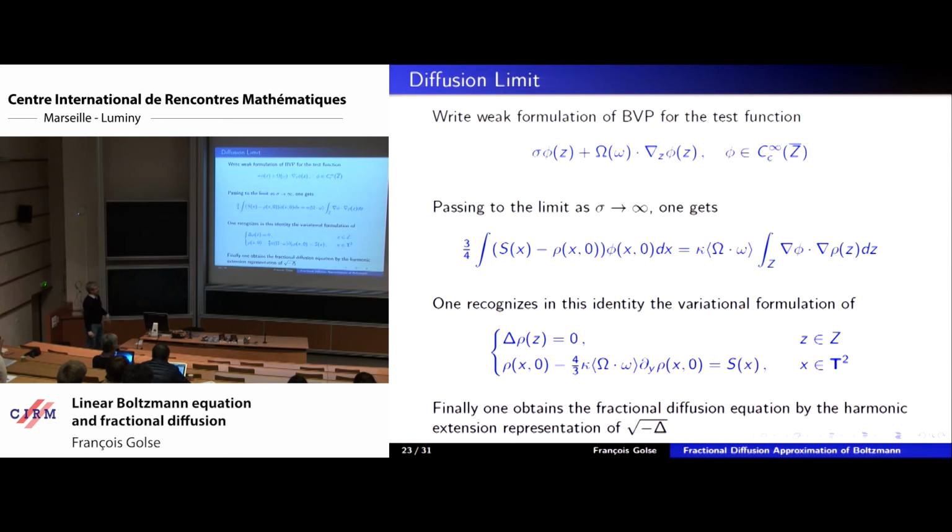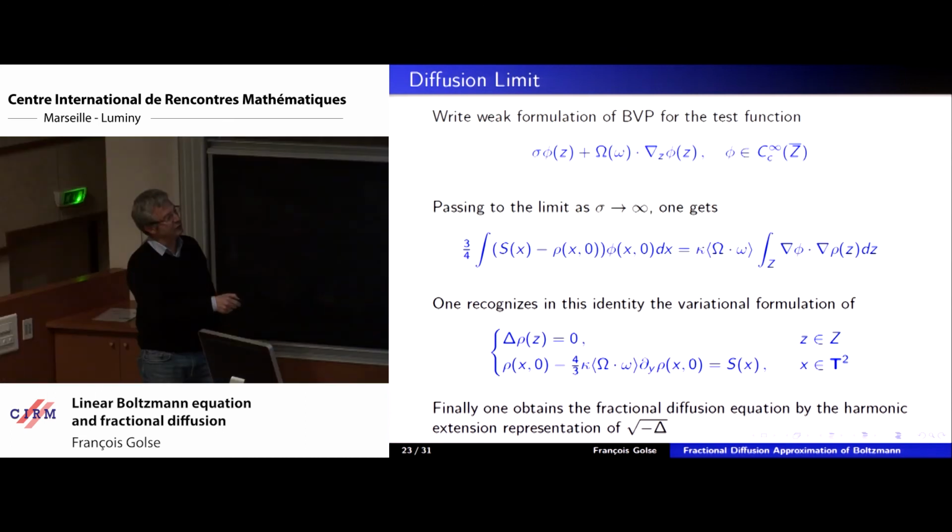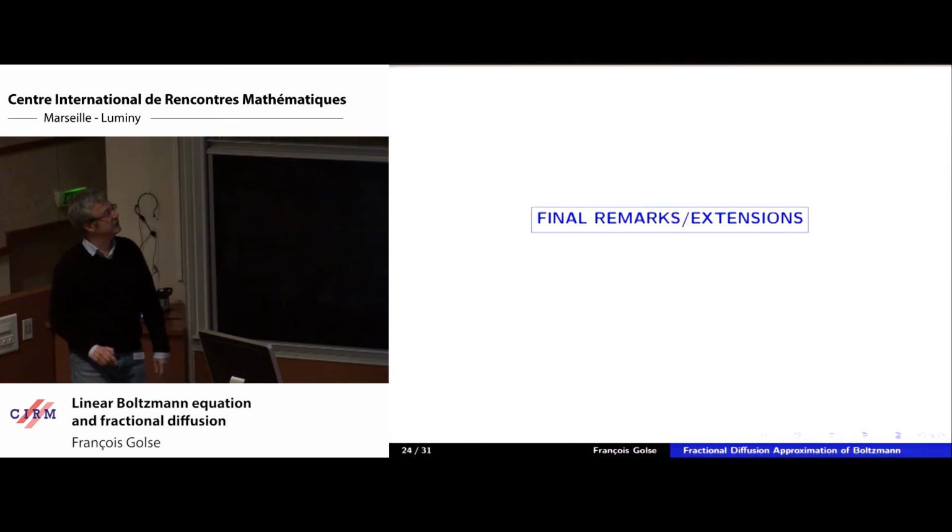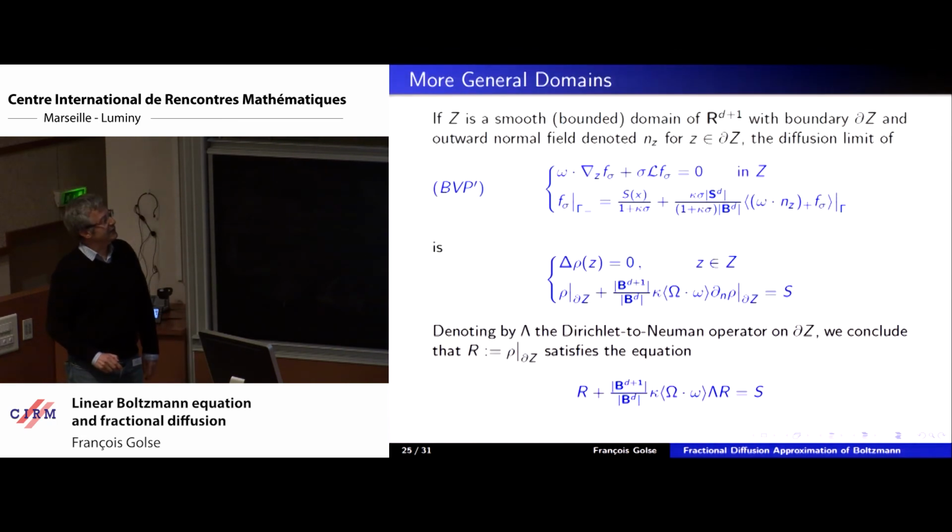And once you're here, then you obtain the fractional diffusion equation by the harmonic extension representation of the square root of minus Laplacian, right? In this way. Good. And then you have some technicalities to prove that the traces converge, that the derivative of the trace converges, but that I will not discuss in detail. Let me finish with a few remarks on this problem.